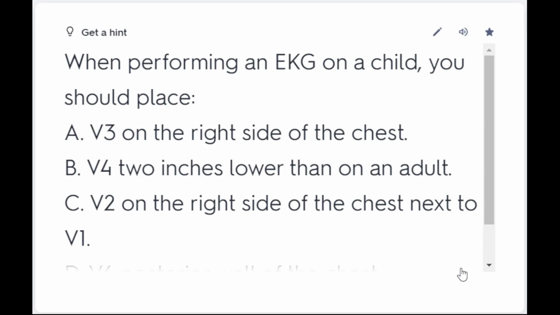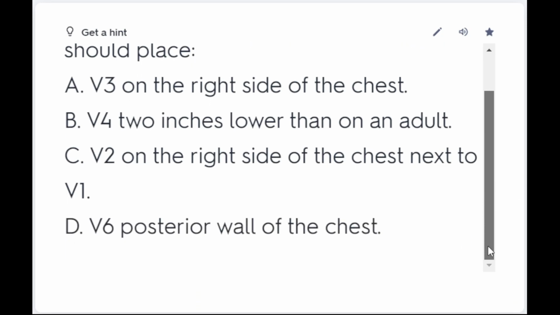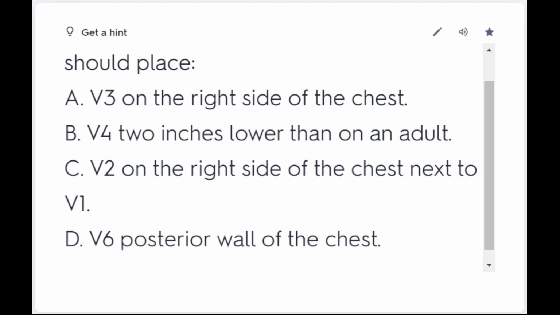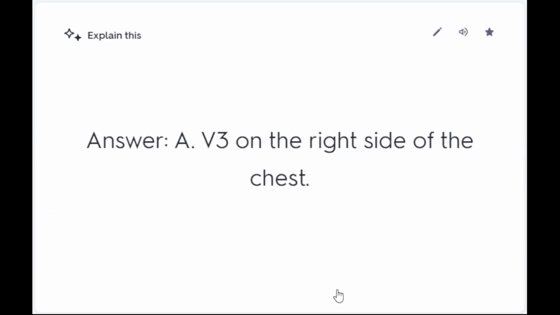When performing an EKG on a child, you should place A. V3 on the right side of the chest, B. V4 2 inches lower than on an adult, C. V2 on the right side of the chest next to V1, D. V6 on the posterior wall of the chest. Answer A. V3 on the right side of the chest.